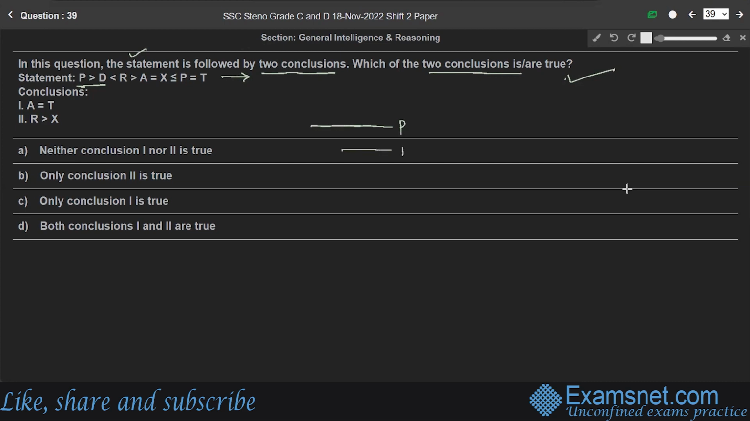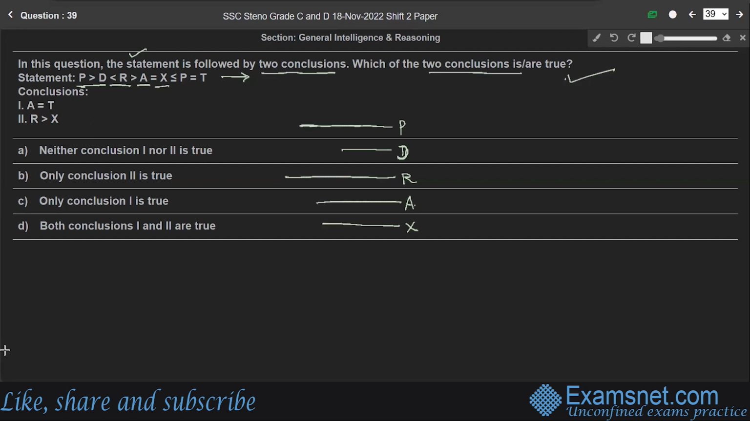So we'll consider a line D, which is smaller than P. And D is less than R. So we have to consider a greater line R, so that D is strictly less than R and R is greater than A. So we'll consider line A, where R is greater than A and A is equal to X. A and X, these two lines are equal. X is less than or equal to P. So it is given.